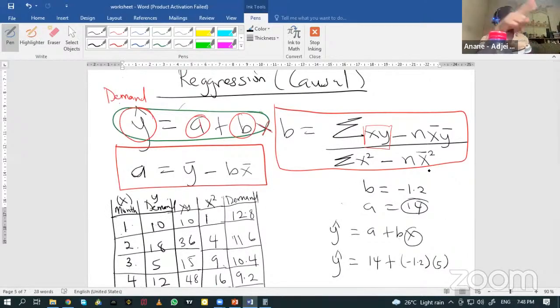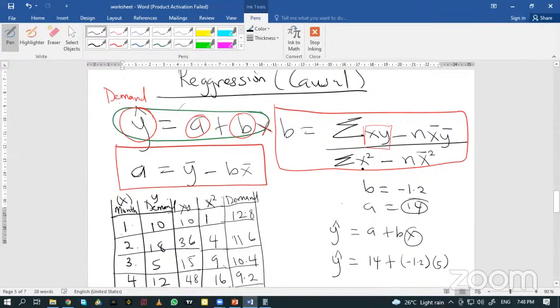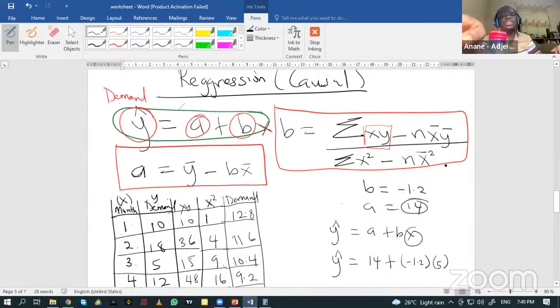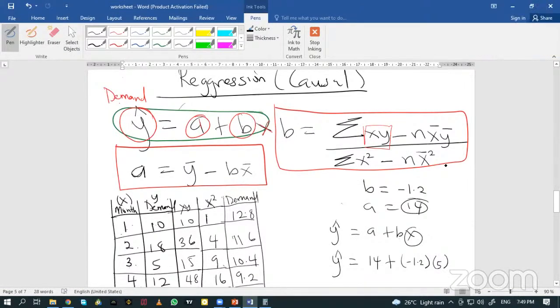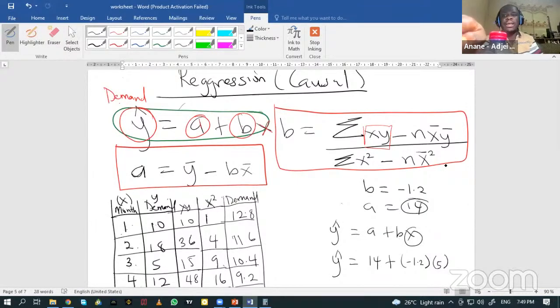Somebody said, Sikena, please just give me the formula. And this is the formula. The formula is what I'm showing on the screen now. B is equal to the summation of xy minus n x bar y bar, all over the summation of x squared minus n x bar squared.